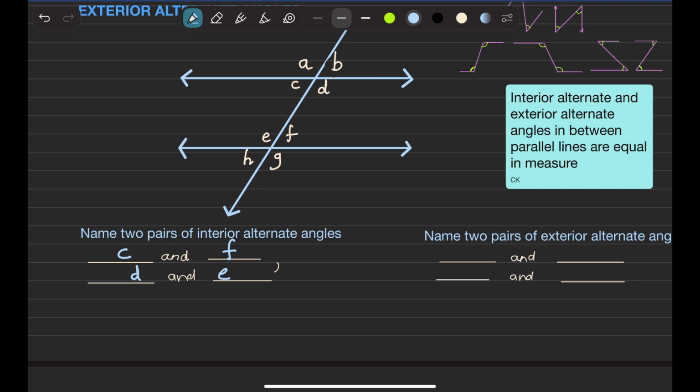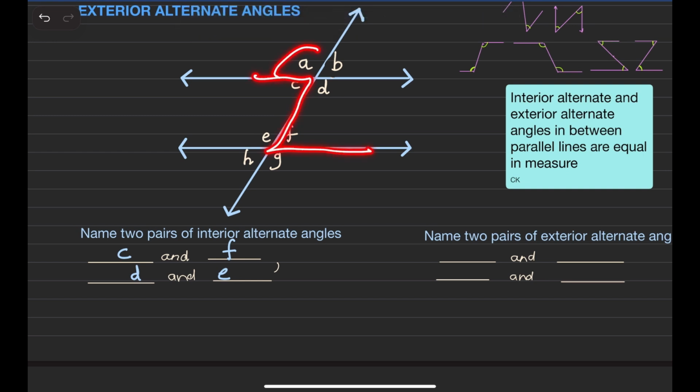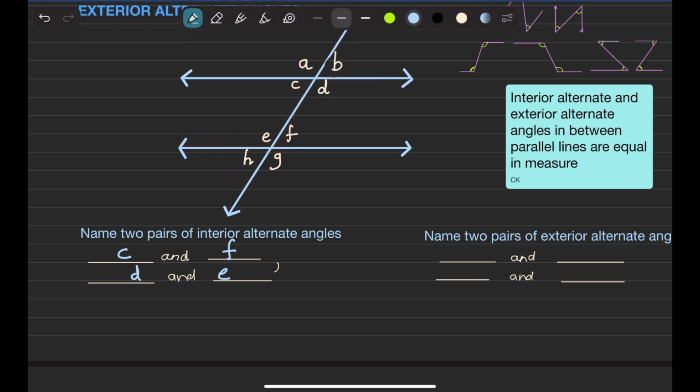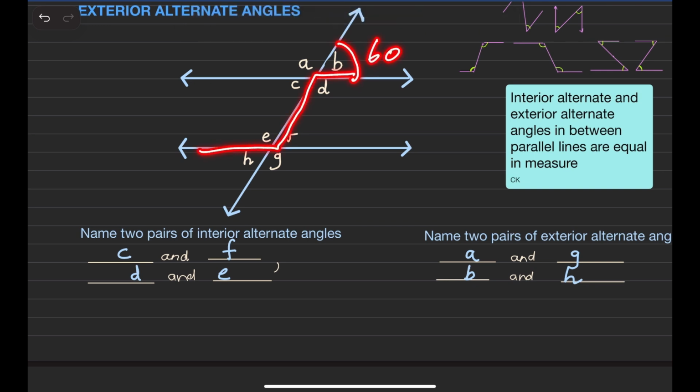Name two pairs of exterior alternate. What is exterior alternate here? A and G, and in this Z pattern, B and H. So A and G, B and H. These angles are exterior alternate angles, and they are equal in measure. So if the question says that angle B is, say, 60, then you can say, okay, B is 60, H is also 60, and the reason you will give is because exterior alternate angles are equal in measure.